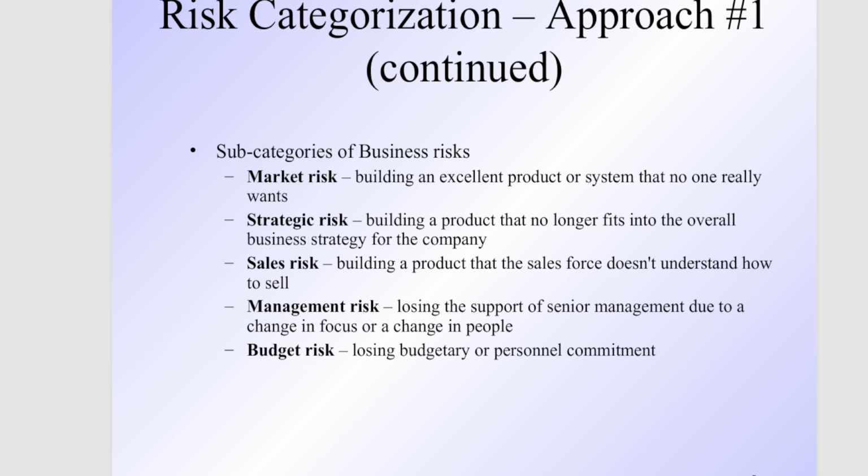The company always works with a certain strategy, okay? And if the strategy is changed, the products also change accordingly, right? So you should always build a product which a company can own, and it can market among the audiences. Then likewise, we have sales, management, and budget risk.